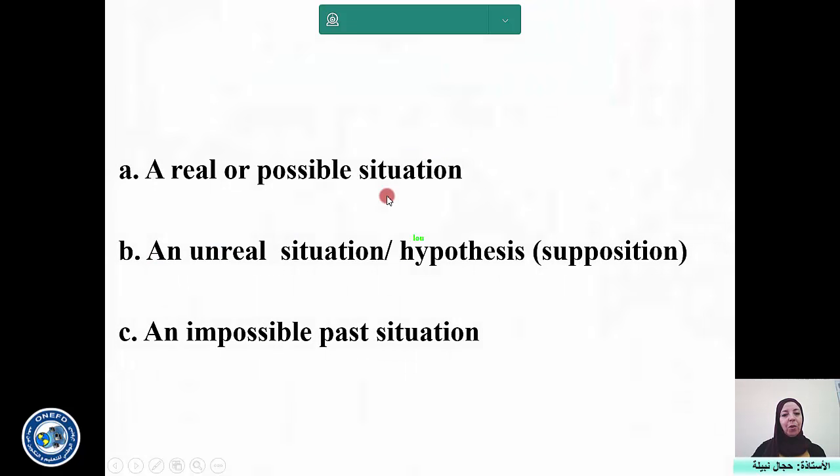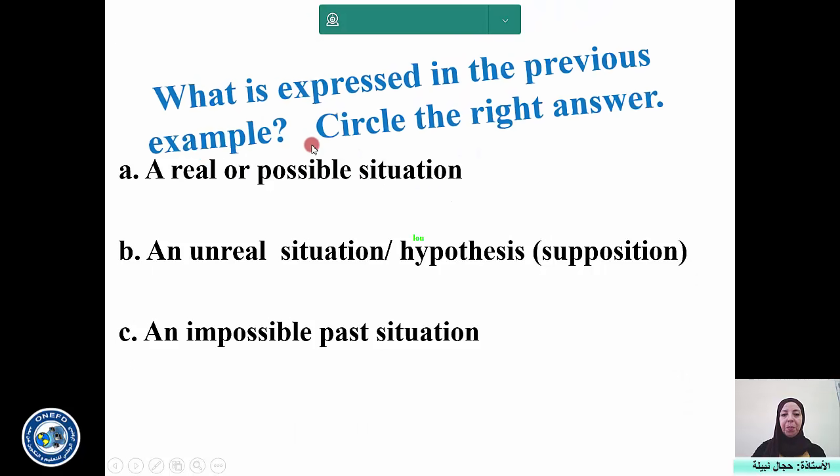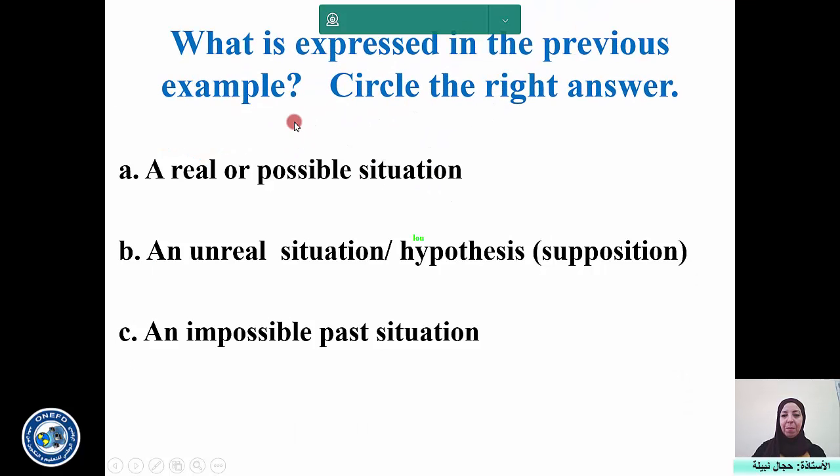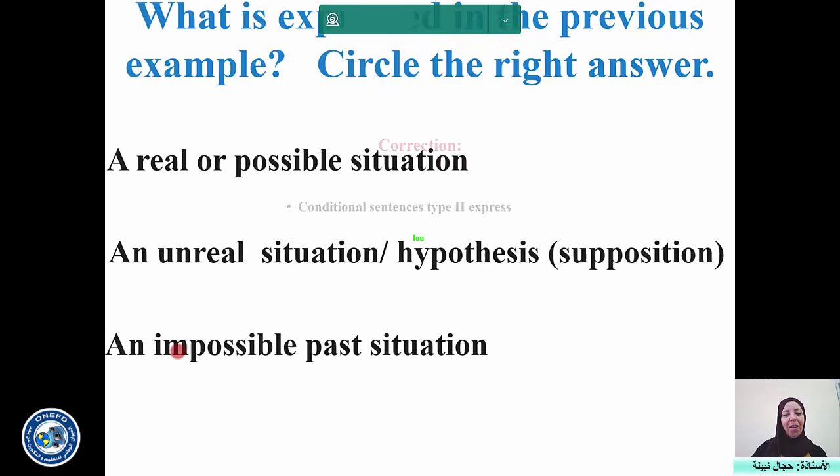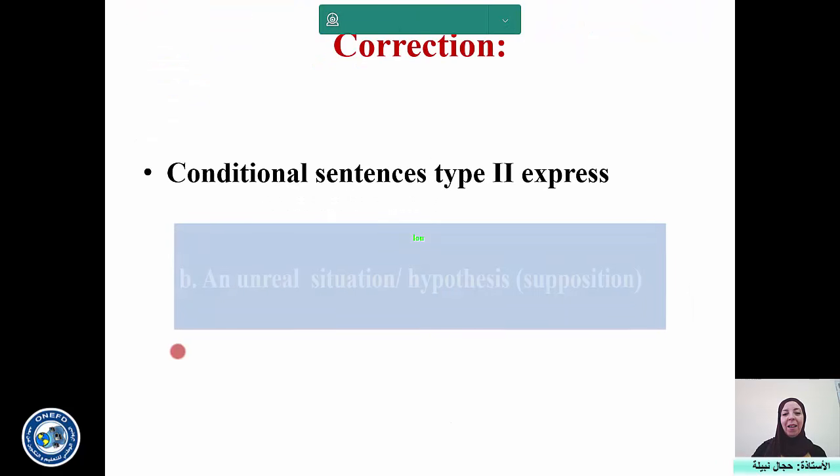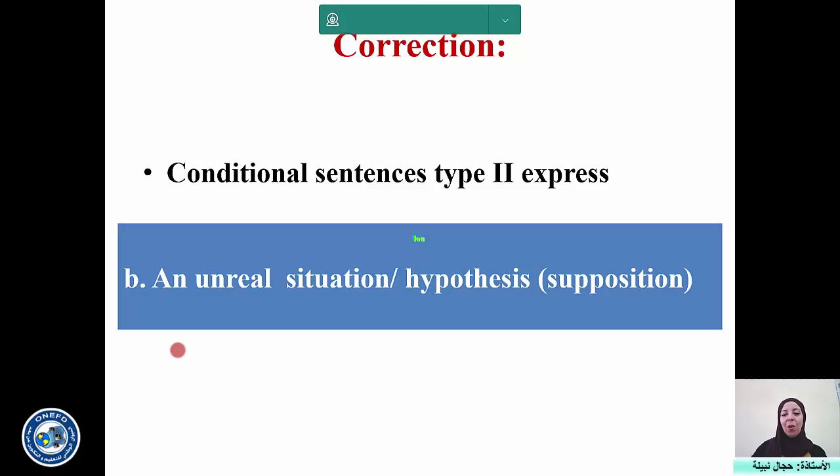So now I think you should be able to answer this question. What is expressed in the previous example? Is it A, a real or possible situation? Is it an unreal situation or hypothesis, which means supposition? Or is it an impossible past situation? Did you get the answer? Of course it is an unreal situation or a supposition. As I said, it is just an imaginary situation.